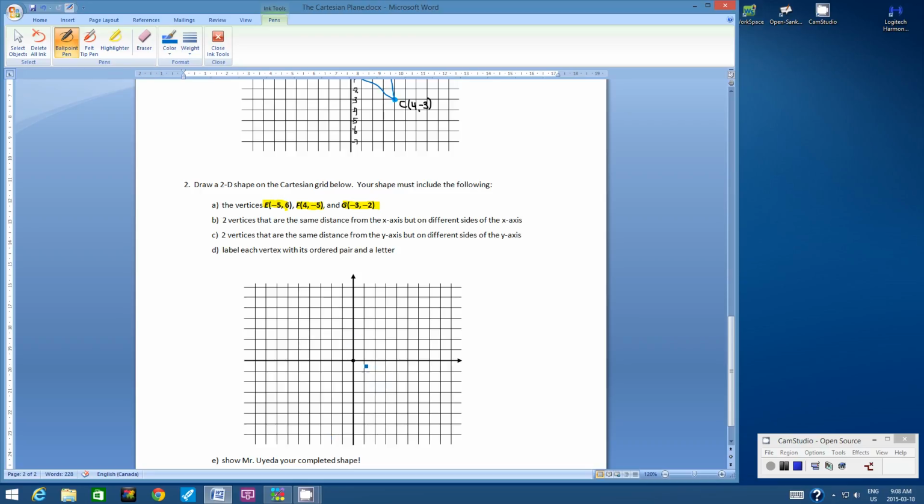First thing you have to do is number your X and Y axes like we've done before. Okay, so I'm just going to start here and then you know what to do.